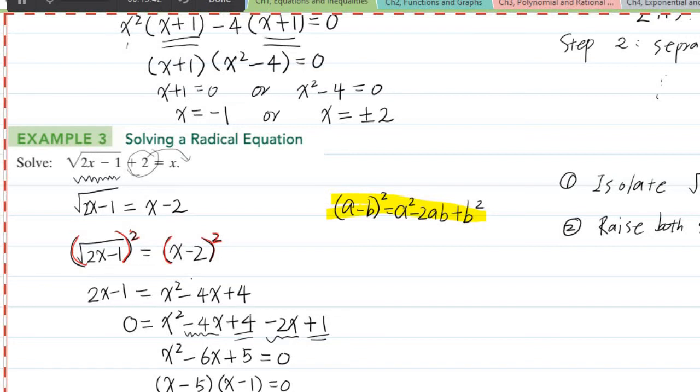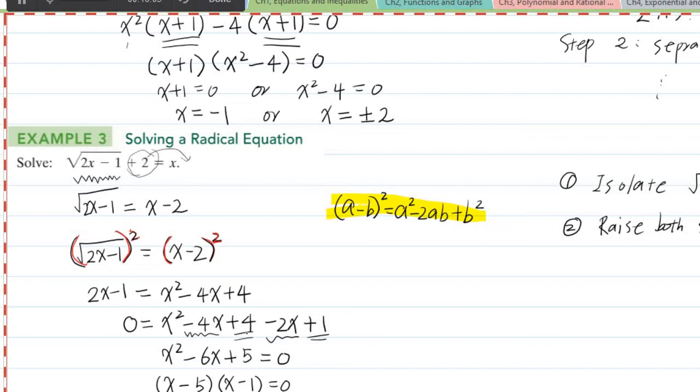So we need two numbers that multiply together to give you positive 5, and add together to give you negative 6. So once we have this, we set it to two equations. Let's go a little bit faster, this is just old stuff. Then you're going to have x equals 5, and or, x equals 1.